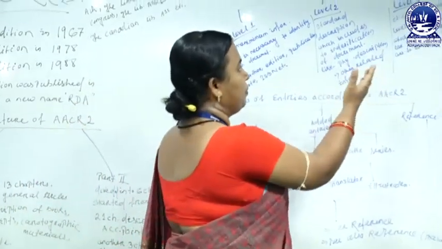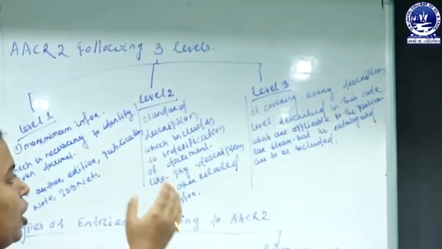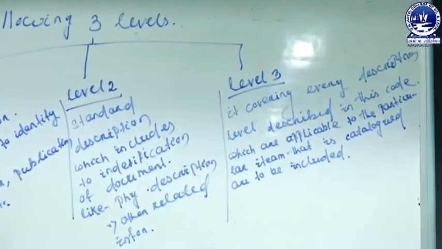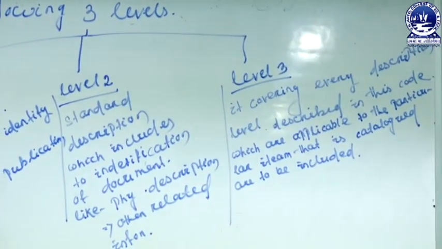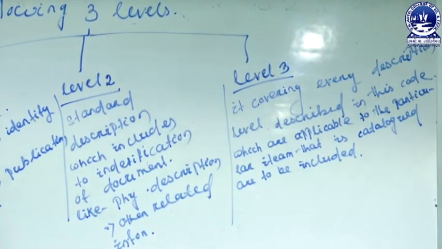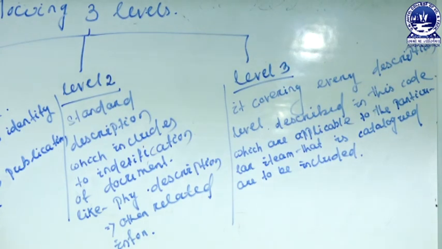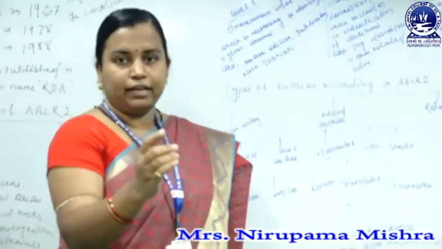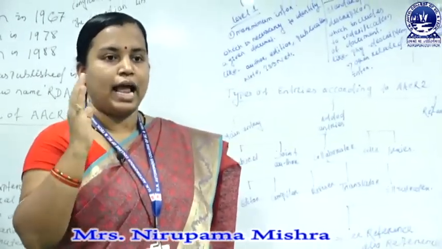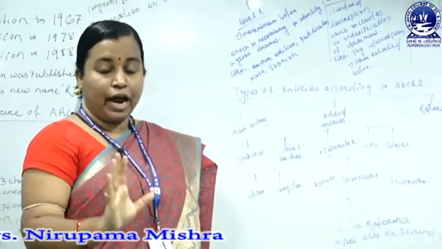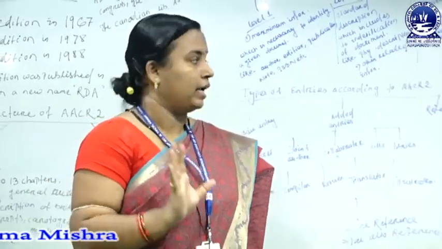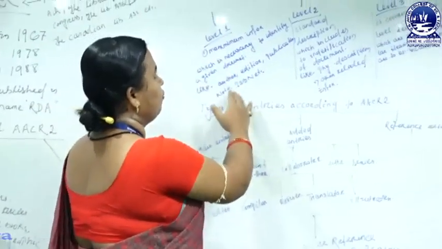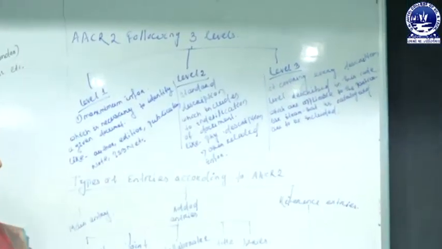The label should cover every description level which is itemized and applicable, including in the cataloging card. If we prepare a catalog card, we should put all the information of a document: its author, its title, its subject, its physical description, its pages, its illustrations, every piece of information. Those actually define a book and identify a particular document. This is the reason AACR2 followed the 3 levels of information.